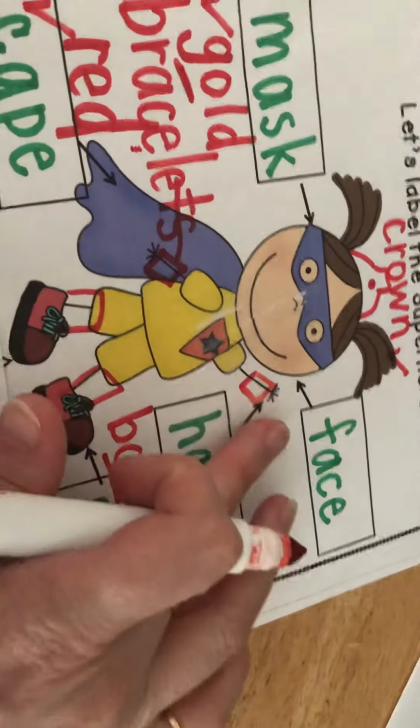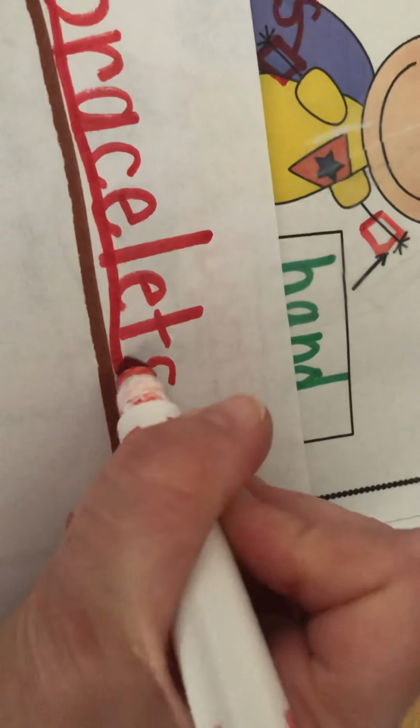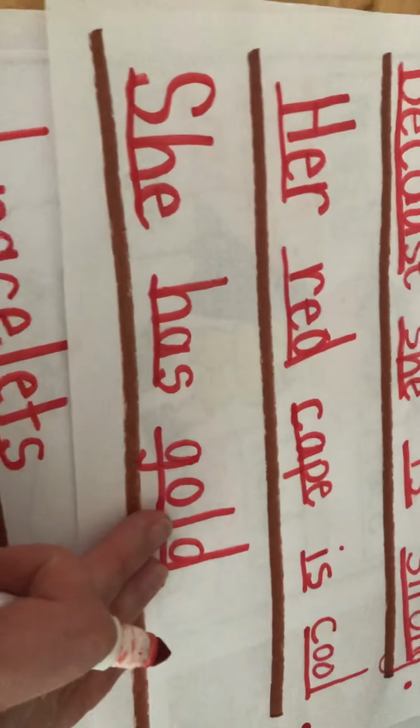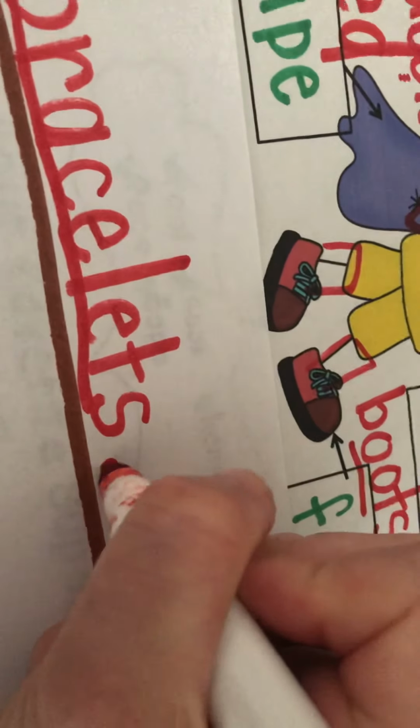L-E-T. And remember, she has two of them, and when we have more than one, we add the S to the end. All right, so let's read my sentence. She has gold bracelets. Now that's telling you something that she has, so I need to put my period at the end of the sentence.